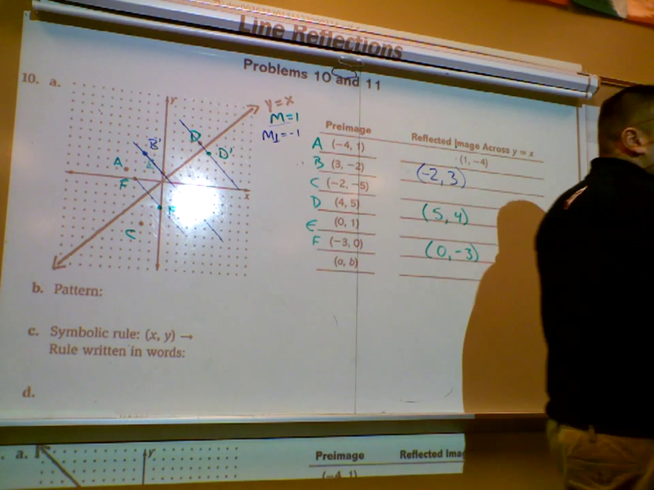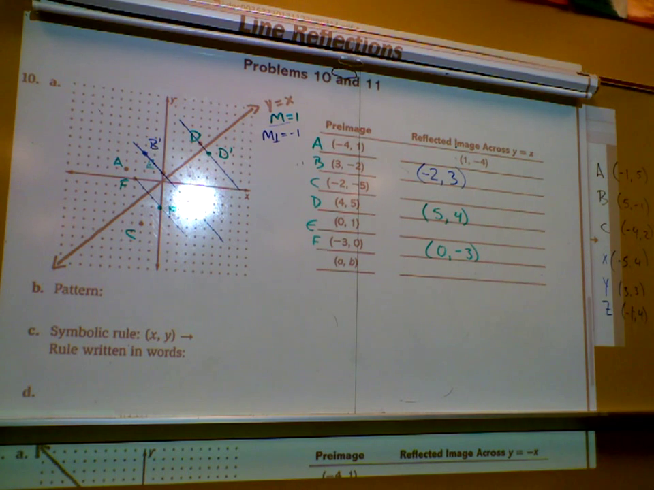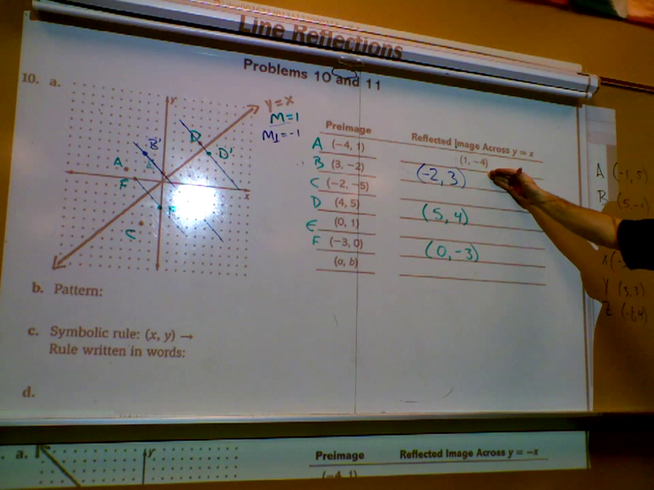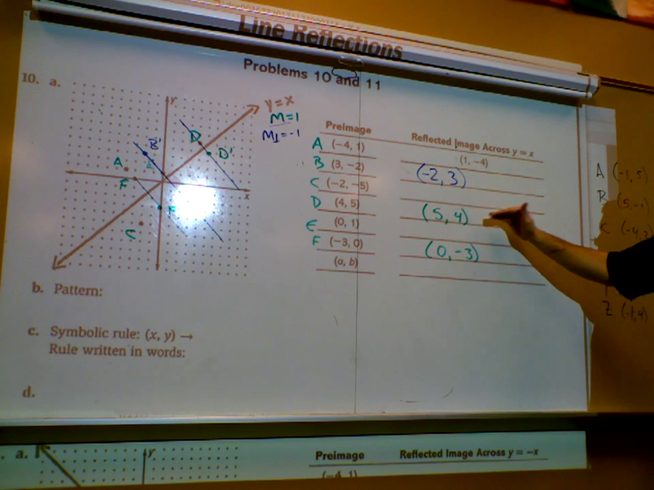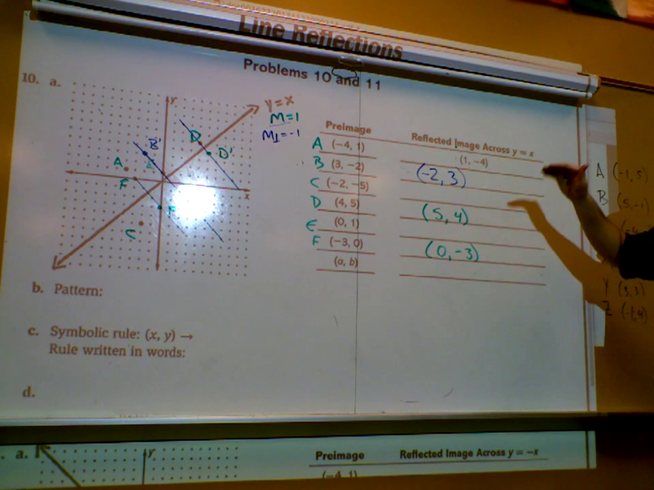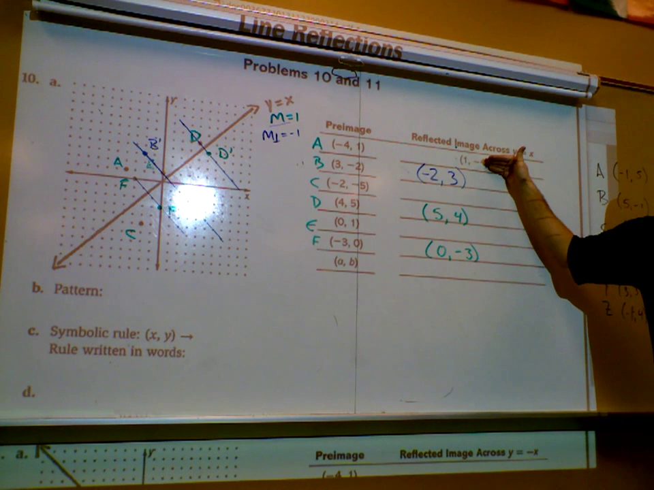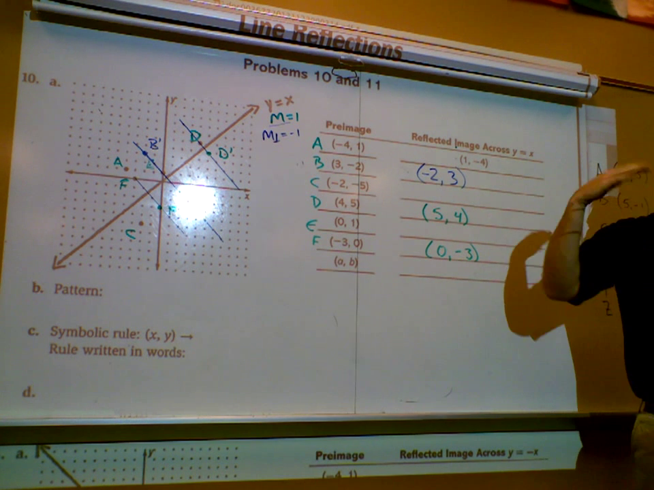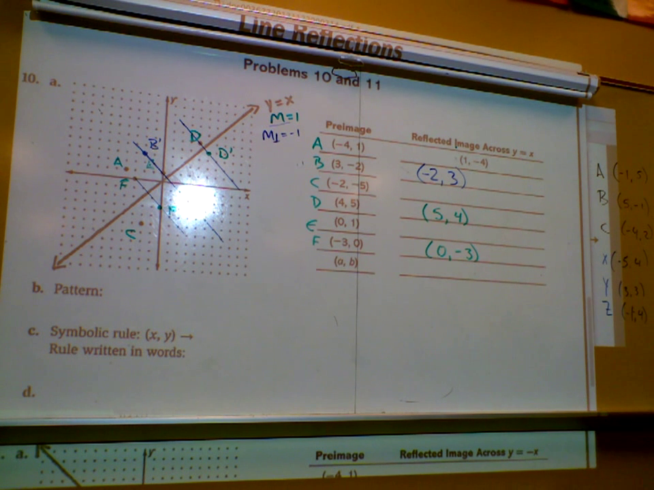Does anybody know the rule yet? Yes. What is it, Maddie? The coordinates are just switched. X, Y. So does that work for B? Yeah. Does that work for D? Yeah. Does that work for F? Yeah. I know we didn't do A, but they gave us A as an example. Does that work for A? Yeah. A was (-4, 1). Now it's (1, -4).